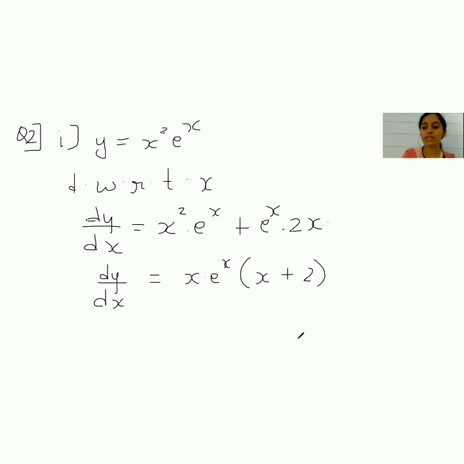They have asked you to find the derivative of the inverse function, so that will be dx by dy. What we'll write over here is, using the theorem on inverse functions.